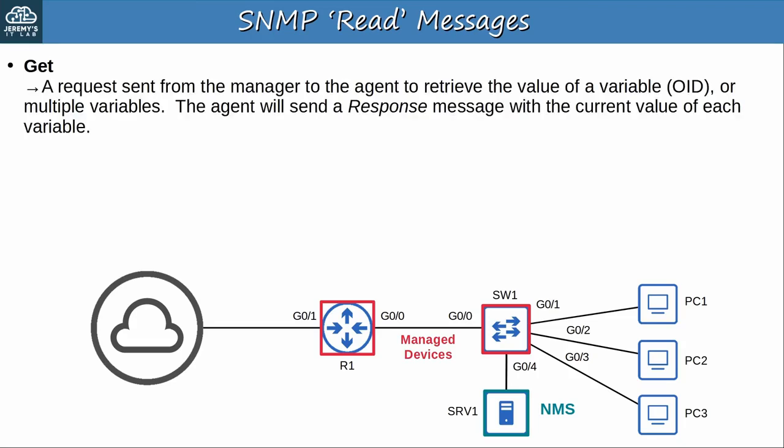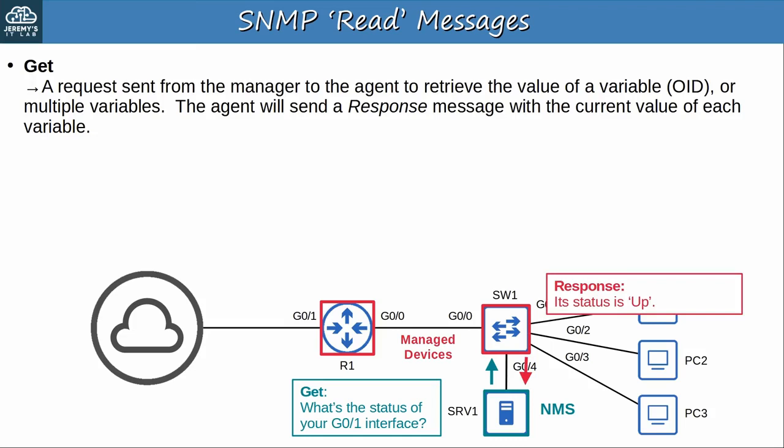It's a request sent from the manager to the agent, the NMS to the managed device, to retrieve the value of a variable, an OID, or multiple variables. The agent will send a response message with the current value of each variable. For example, our NMS here might ask switch 1, what's the status of your G01 interface? And switch 1 responds with an SNMP response message.